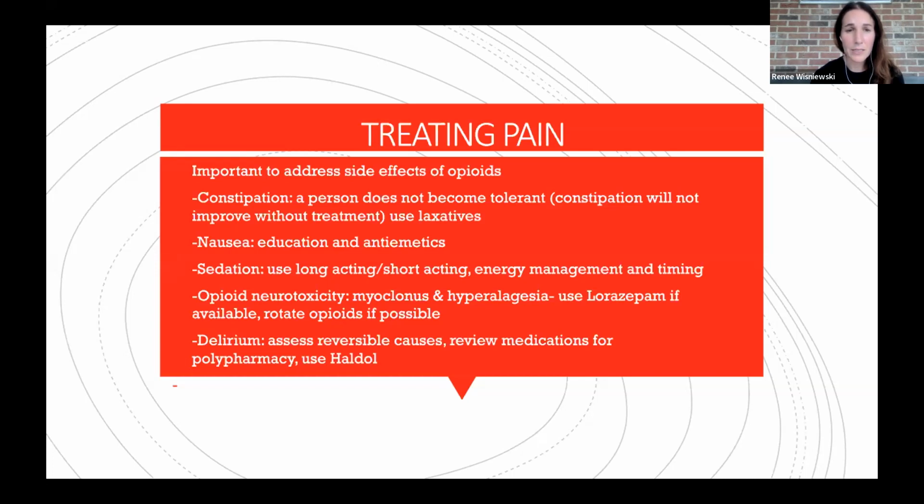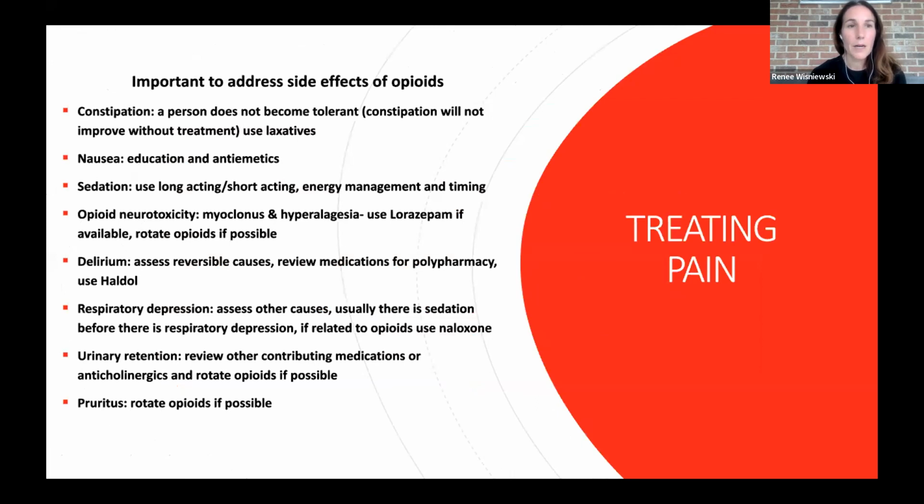Opioids can also cause delirium. Assess if there are any other reversible causes. Review medications for polypharmacy or interactions. And then in this case, we utilize Haldol. Other side effects include urinary retention, respiratory depression, and pruritus. Rotate opioid if possible.